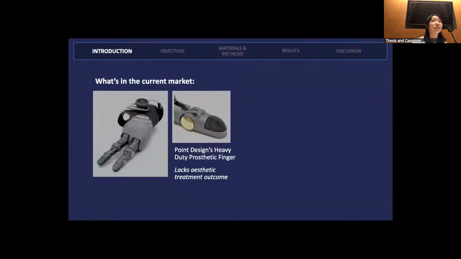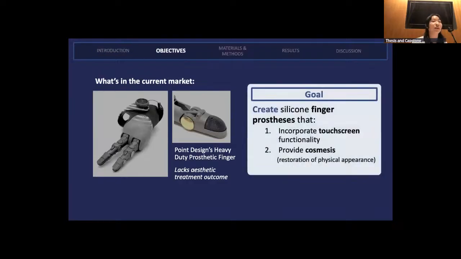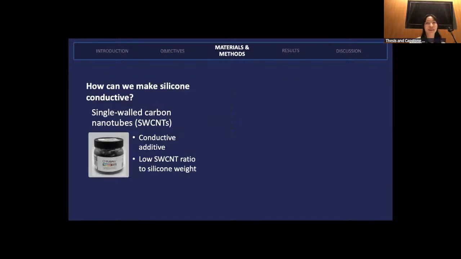Currently, there are finger prosthetics on the market that have touchscreen function, such as Point Design heavy-duty prosthetic fingers. However, these lack the aesthetic treatment outcome for a patient. Therefore, our goal for this project was to develop a silicone finger prosthetic that, 1, incorporates touchscreen functionality, and 2, provides cosmesis. So, how can we make silicone conductive?